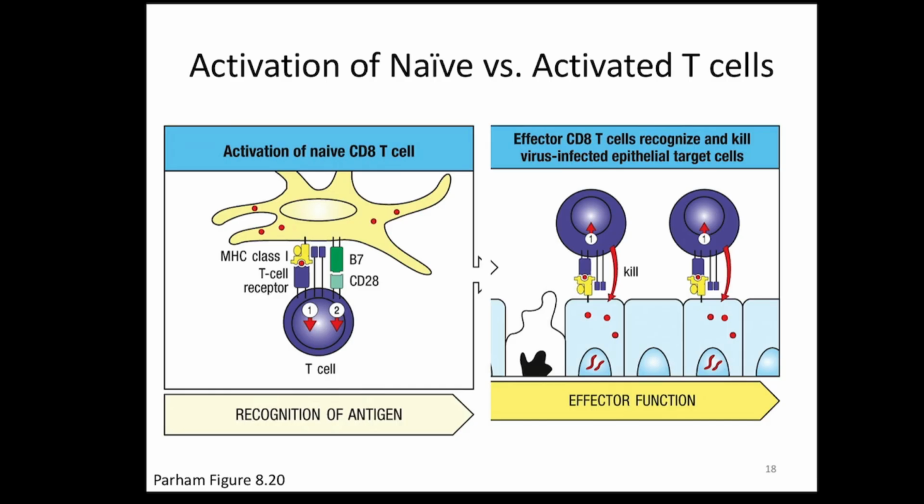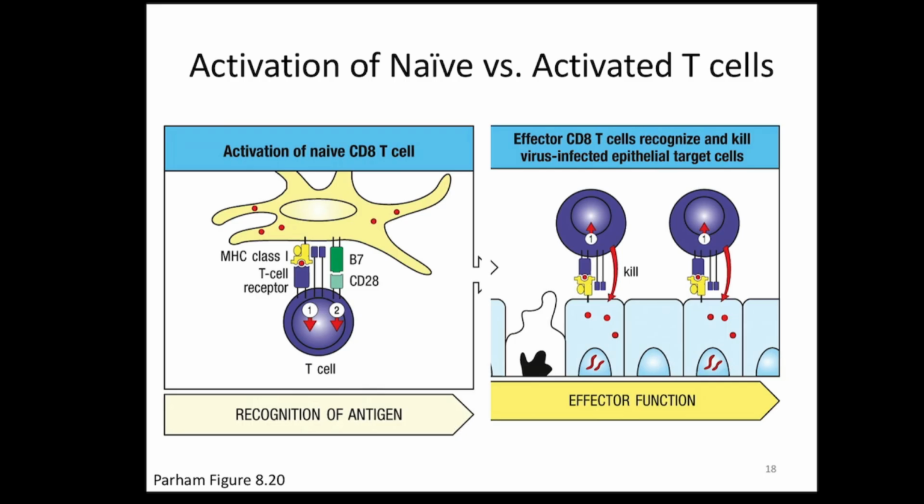And so you can see our naive T cell being activated on the left, and our naive T cell needing signal 1 and signal 2. This is in the lymph node. This is turning that T cell on, starting that T cell to divide, telling that T cell to start doing its effector function. The T cell does not yet have an effector function.